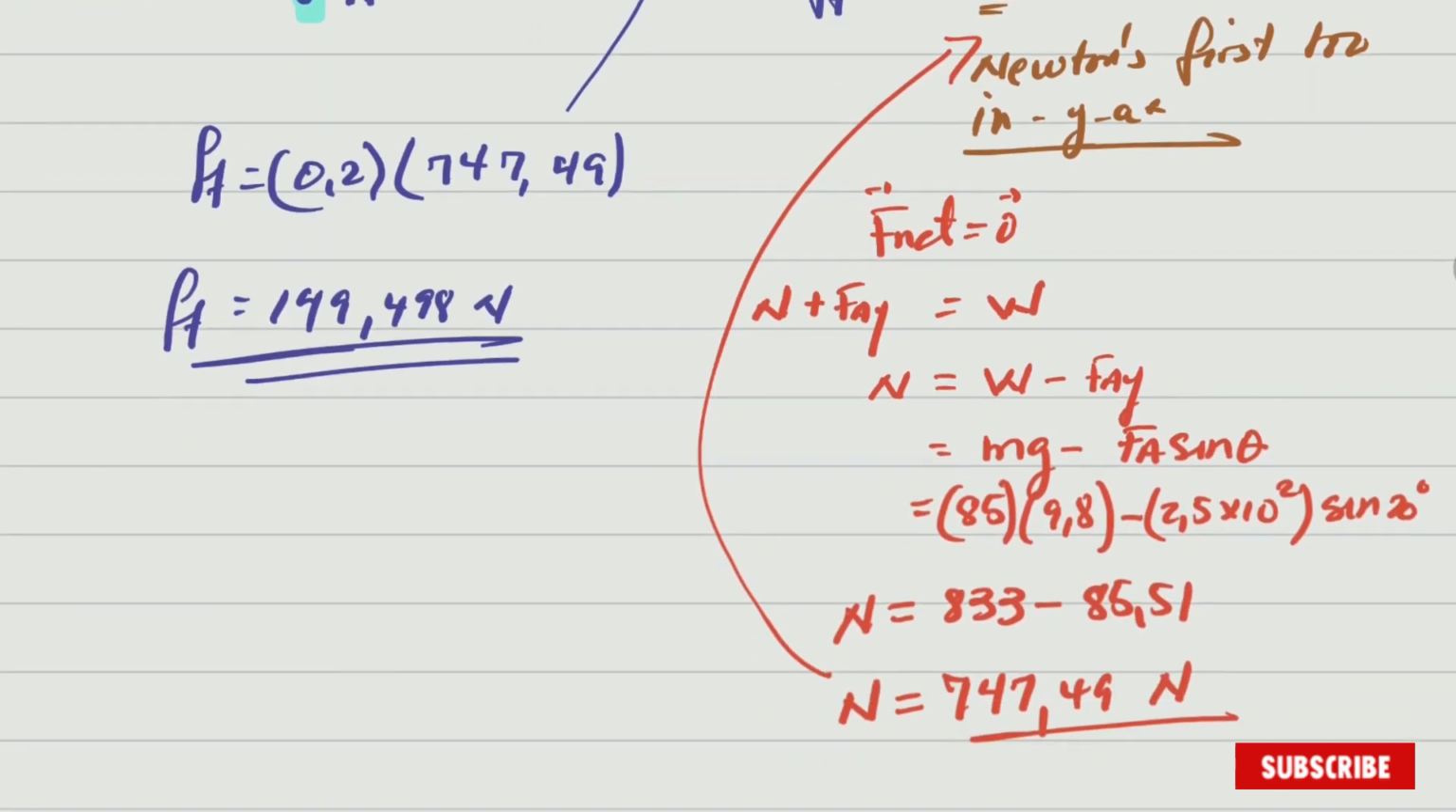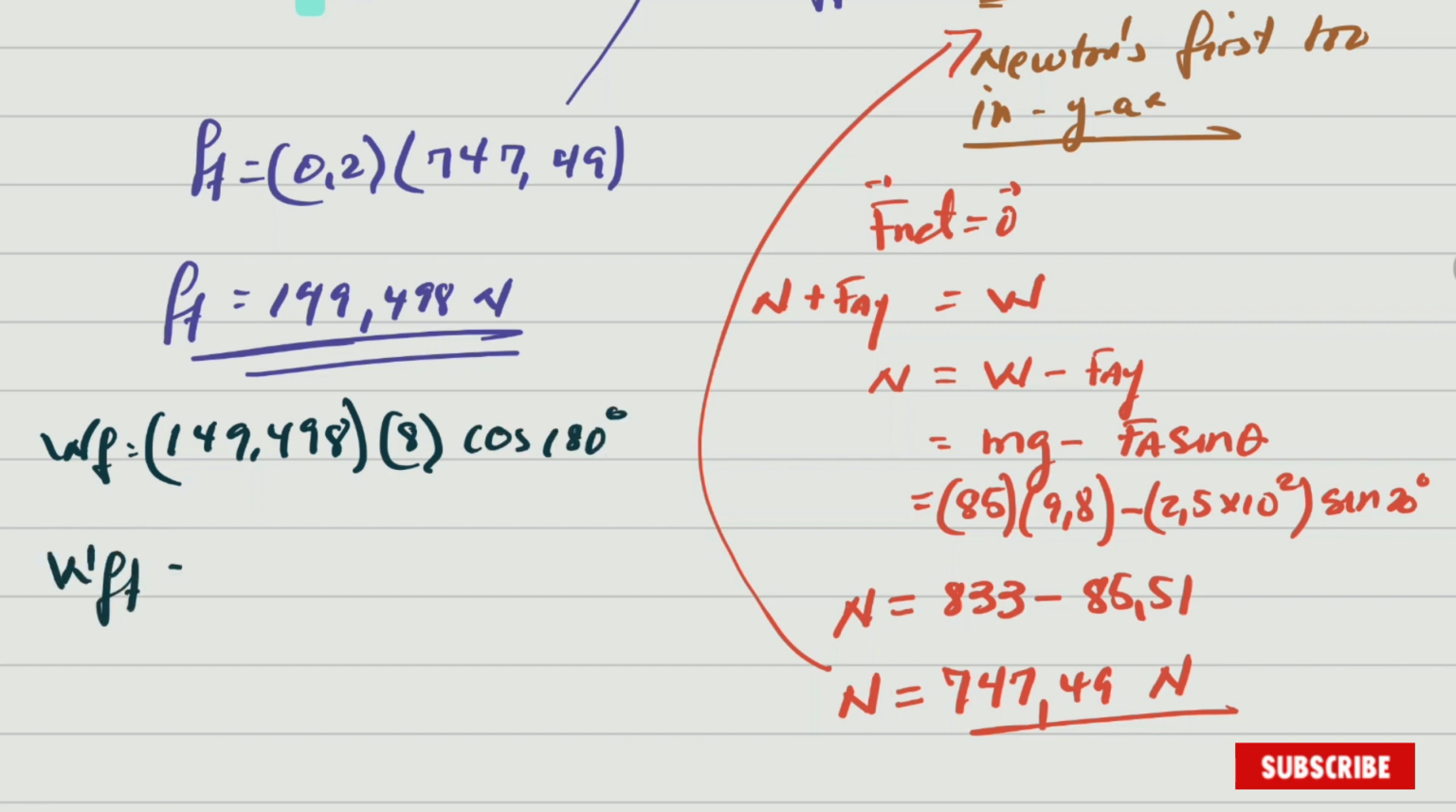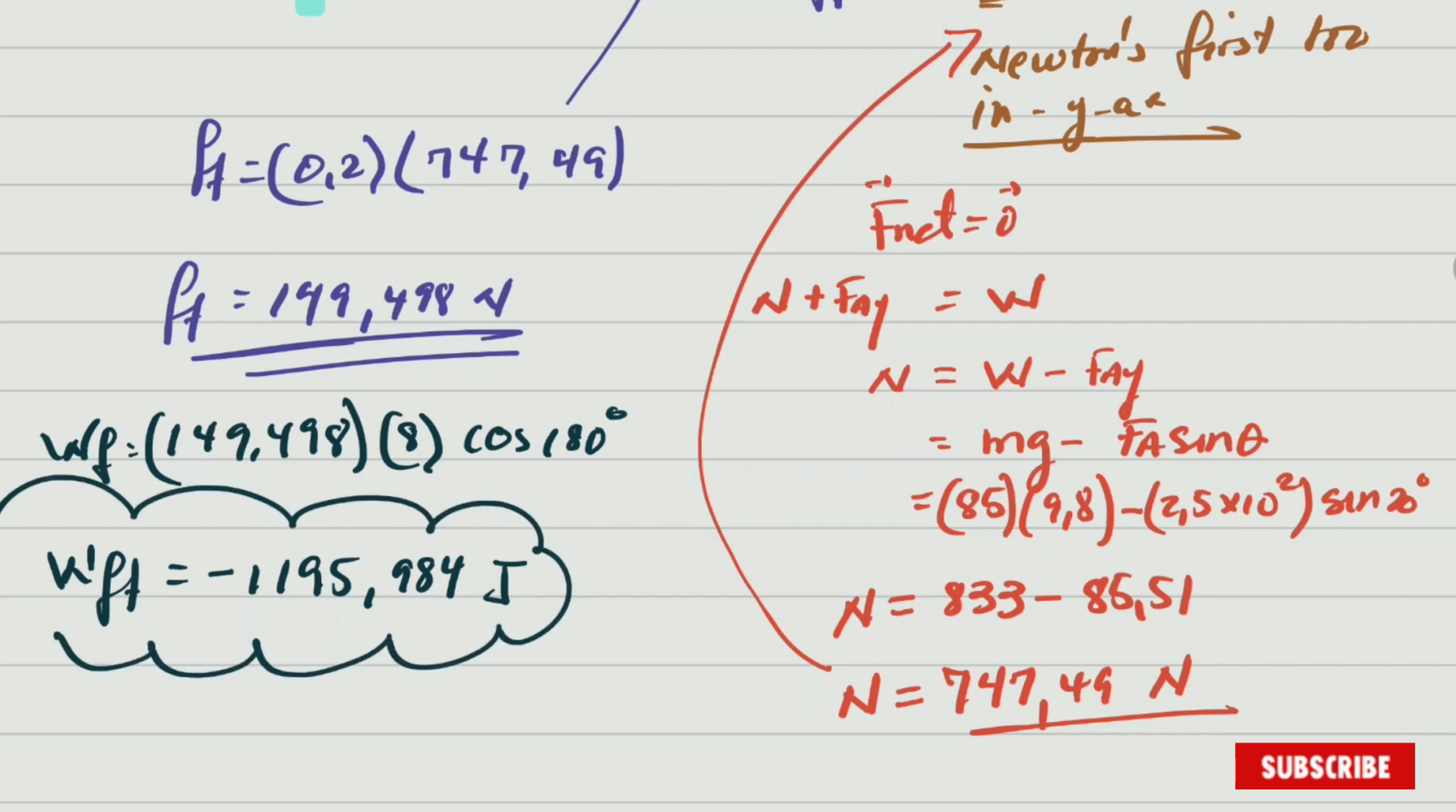We now have the frictional force, and with it, guys, we can go back there and calculate the work done by friction, which we are going to do real fast here on the left side. So the work done by friction is equal to the frictional force, 149.498, multiplied by the displacement, which is 8, multiplied by the cosine of 180 degrees, and the work done by the frictional force is going to be equal to negative 1195.984 joules, guys. And this is the work done by the frictional force right here.